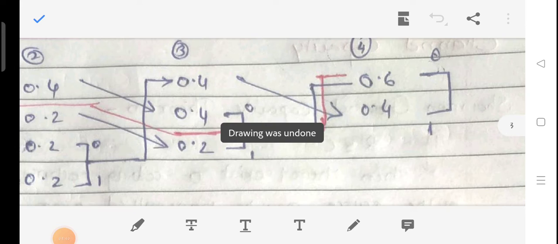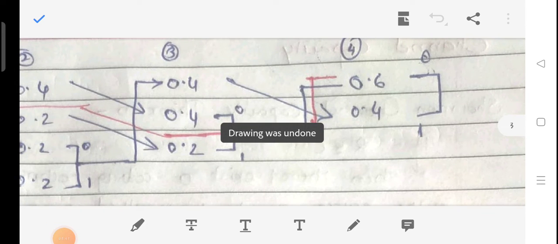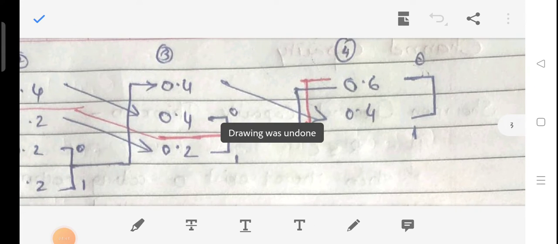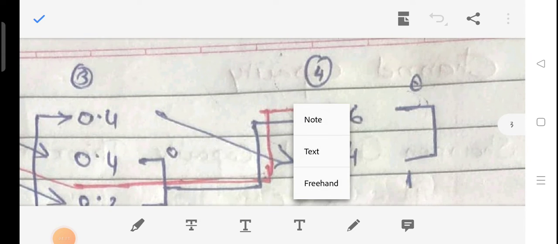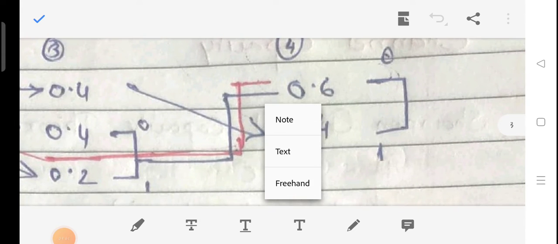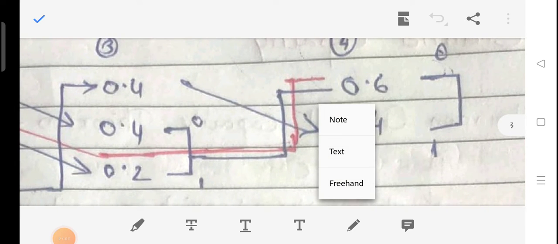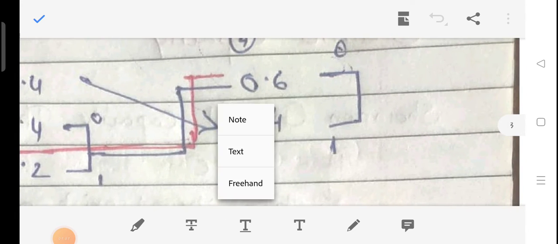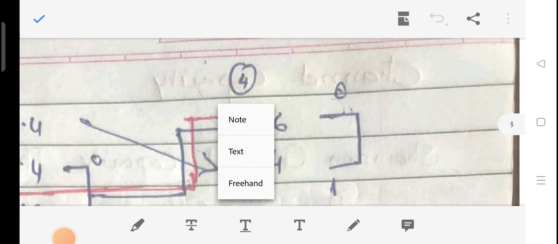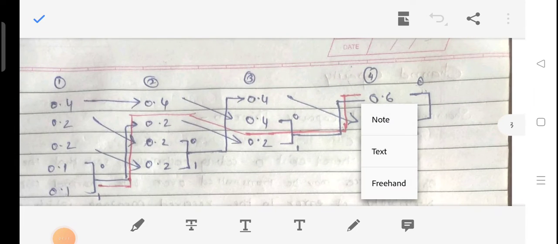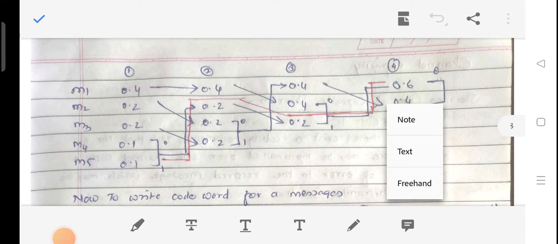After repeating the same stage, in the third stage I again get two messages with the least probability values, 0.4 and 0.2. I add those two messages and the probability will be 0.6, so I write 0.6 in the fourth stage on top. Then this 0.4 message, that is M1 with 0.4, the first message in the third stage, stays as it is, and now assign 0 and 1 to these last two messages. So we get this diagram for Huffman coding.